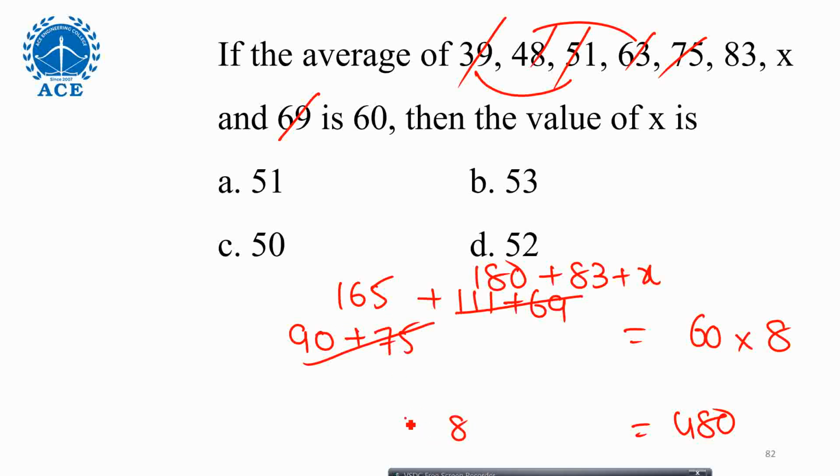So 428 plus something should give 480. X must be equal to 52. We have to find the x value. There is one term left, x. So yes, simple: sum equals average into number of terms. Everybody can do it easily.